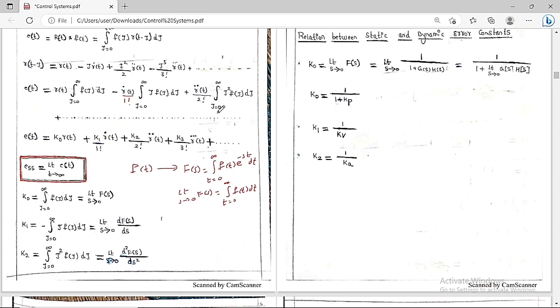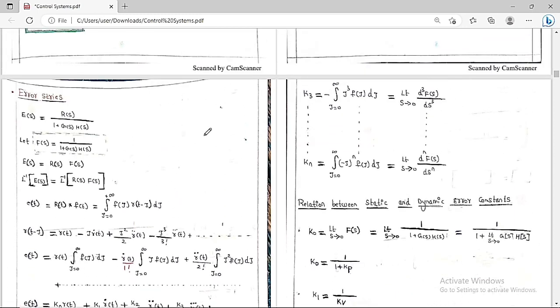Similarly, what is k2? k2 is equal to plus integration from tau is equal to 0 to infinity tau square into f of tau d tau. So this is k2. This is nothing but limit s tends to 0 d square F of s by ds square. So this is the expression that we are going to get. Take the derivative twice and finally substitute s is equal to 0, so we get the value of k2. So this is k0, this is k1, and this is k2, and it goes on like this.